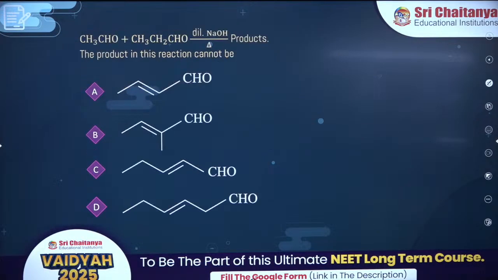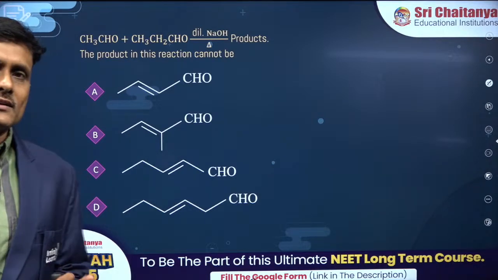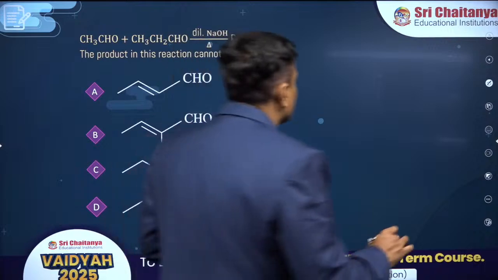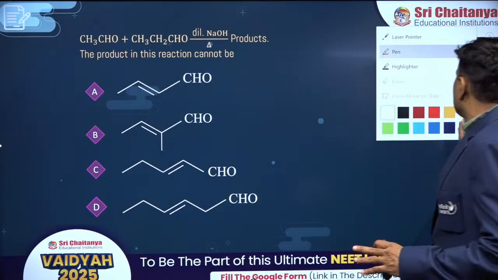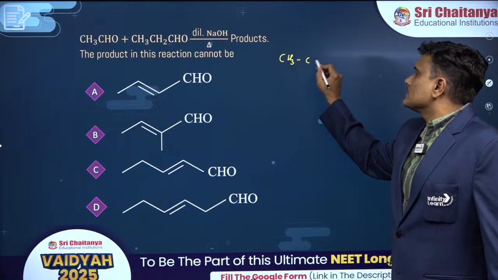Alright, come on. See, this is another tricky question. This is related to the aldol condensation. Now let me explain how you write the product related to the aldol condensation. When you listen to me, it's very easy. CH3CHO.